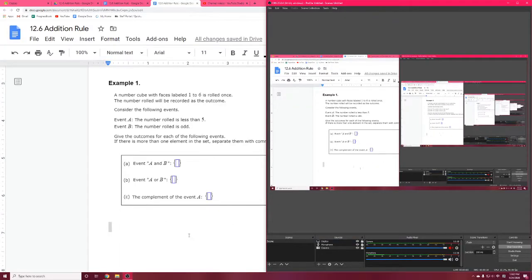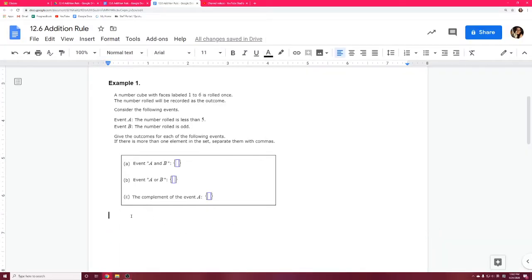Alright, okay, let's look at example 1. Let me read the question for you very quickly. A number cube with faces labeled 1 to 6 is rolled once. The number rolled will be recorded as the outcome. So this is a standard dice. Every side is labeled 1 to 6 and there are 6 sides.